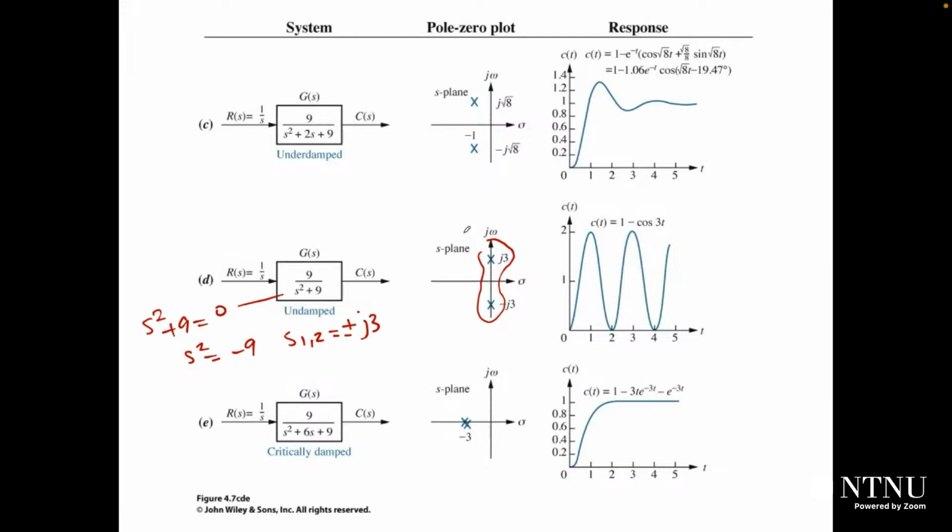Critically damped, it will be repeated, right? So in this one, when we factorize it, it's 3 times 3, so it will be S plus 3 squared. So it's real and repeated roots, right? So in fact, S1 and S2 equal minus 3. So both poles are real and repeated. When it is real and repeated, you will get this response, which is critically damped, right? It will be critically damped.